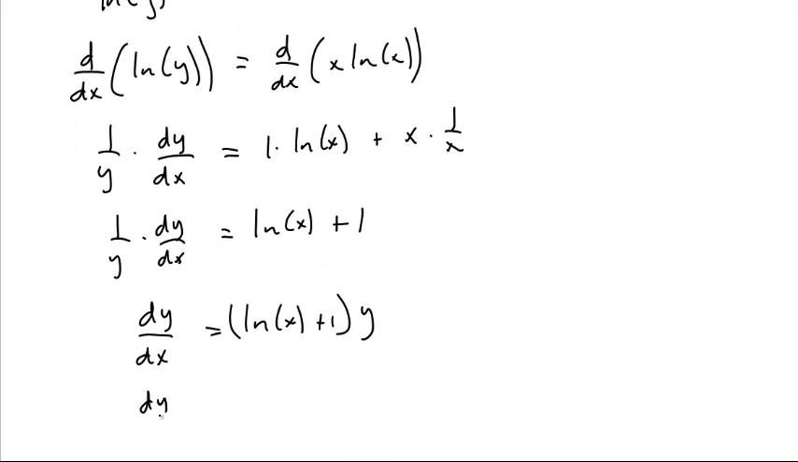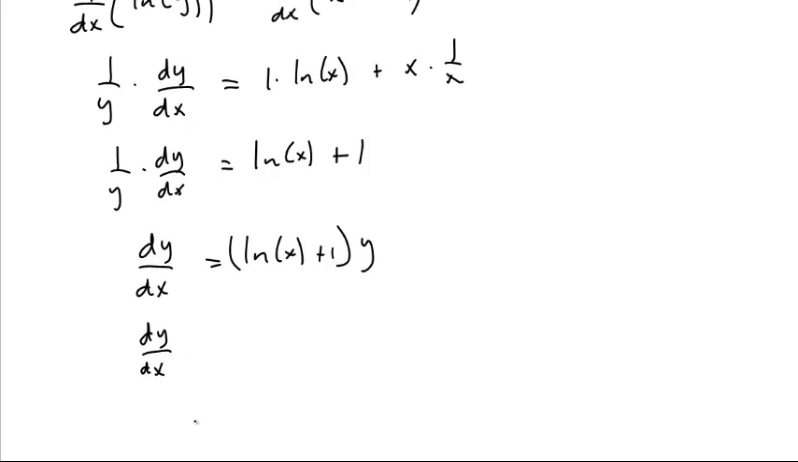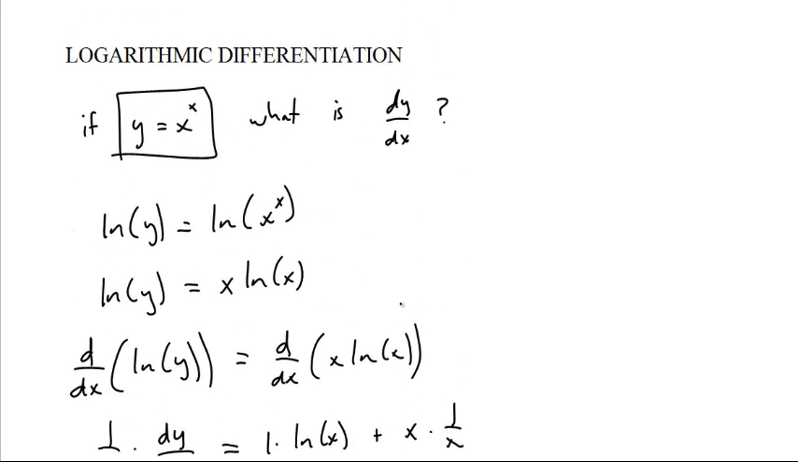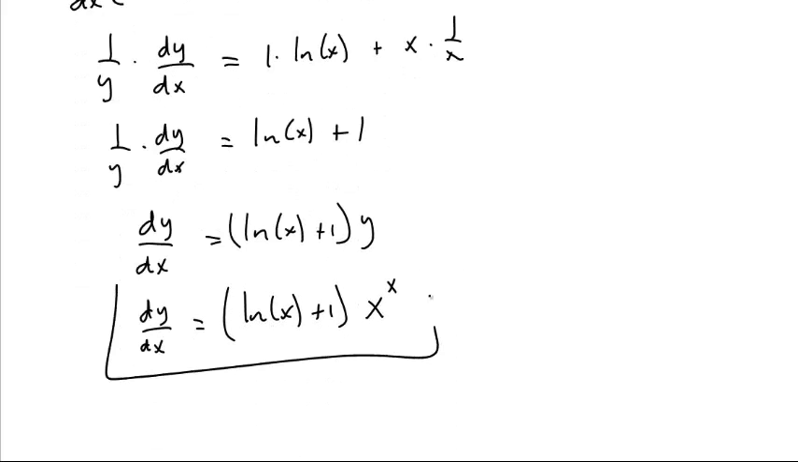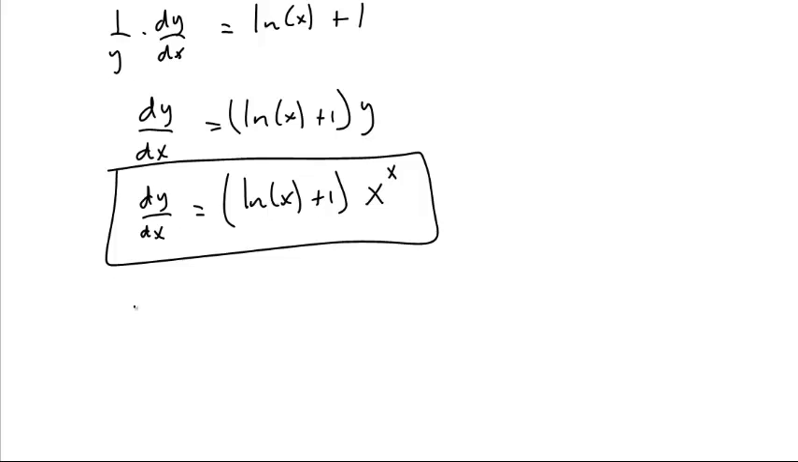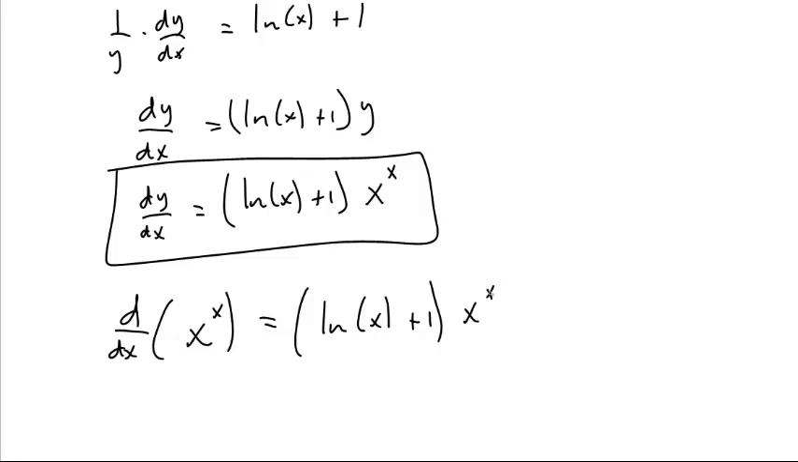So the derivative with respect to x of y is natural log of x plus 1 times x to the xth power. And we wanted to know what is dy dx? The answer is this. To put it all in one line, the derivative of x to the xth power is the natural log of x plus 1 times x to the xth power. Not something I have memorized.